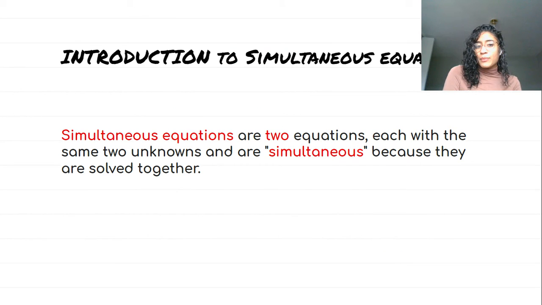So, introduction to simultaneous equations. Simultaneous equations are two equations, each with the same two unknowns, and are simultaneous because they are solved together. So you need both equations to solve whatever problem it is that we might be focused on.